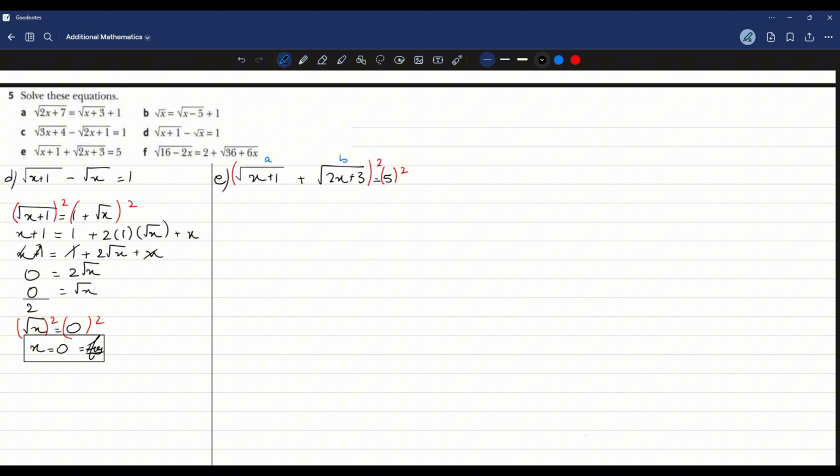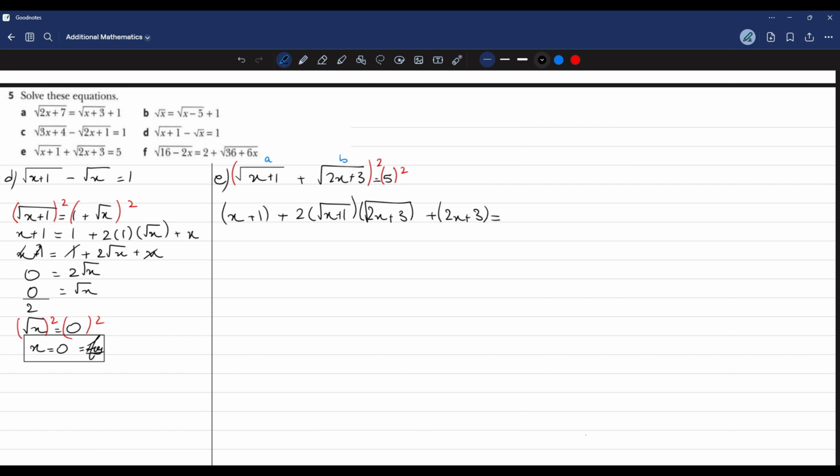So what I'm going to do is again use the quadratic formula. A squared is equal to x plus 1 whole squared, under root x plus 1 whole squared. So this is x plus 1, plus 2 multiplied by a, which is under root x plus 1, multiplied by b, which is under root 2x plus 3, and plus b squared, which is 2x plus 3 itself.